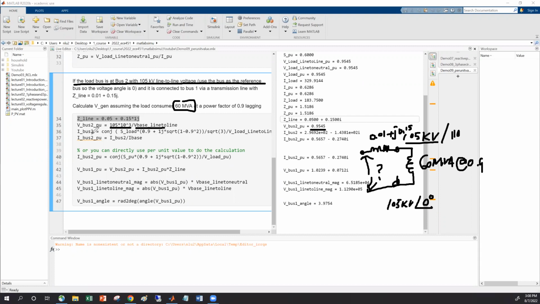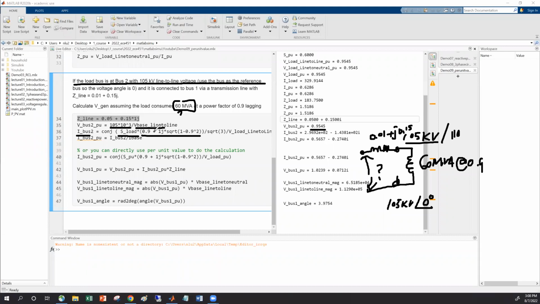Okay, and then for the current at bus 2, what we can do is use the load, which is this value, and then multiply by the power factor, because this complex power has a real power and a reactive power part. So the real power is simply the load times the power factor.